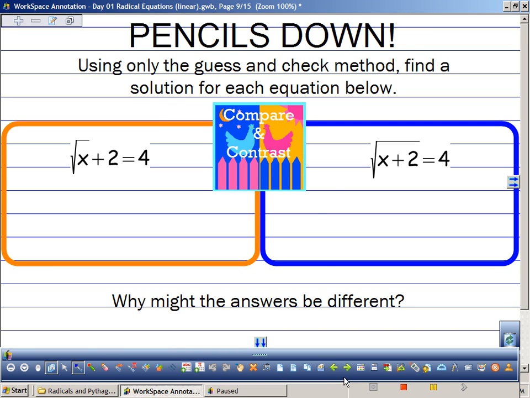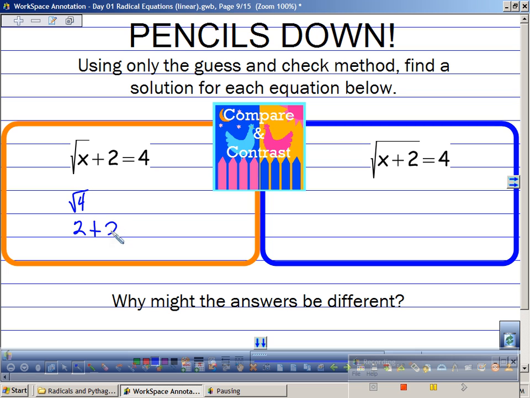Okay, let's move on. Pencils down. Using only the guess and check method, find a solution for each one below. Check that out for a second. Okay, what do you guys have? Why 4? Because the square root of 4 is 2, and 2 plus 2 equals 4. What about this one? 16? 14, because 14 plus 2 is 16, the square root is 4. 4 equals 4.